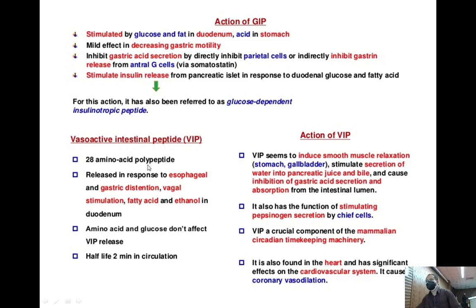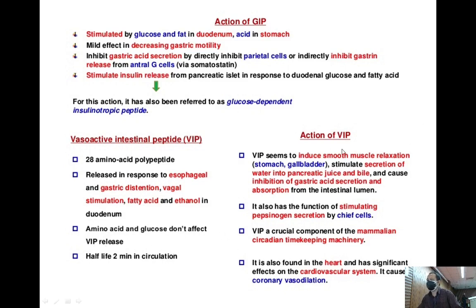Okay. Now you have another hormone which is called vasoactive intestinal peptide. This is again only one form. It is a 20 amino acid polypeptide. It is released in response to esophageal and gastric distension, vagal stimulation, fatty acid, ethanol, that means alcohol, in the duodenum. Amino acid and glucose don't affect VIP release.